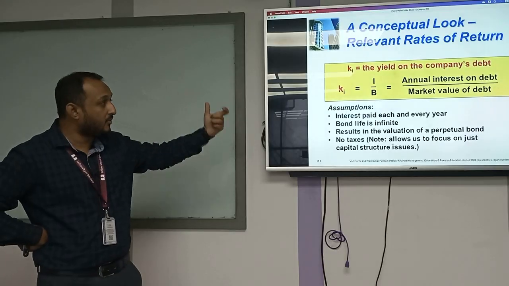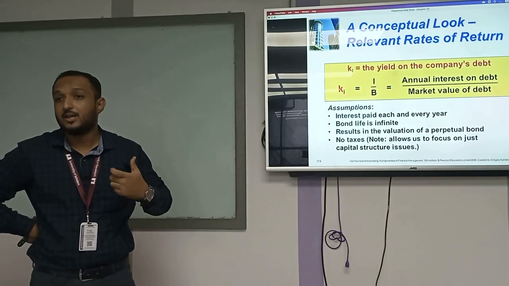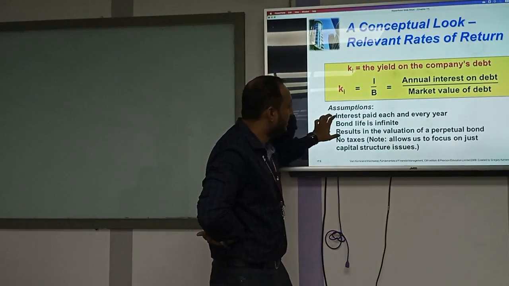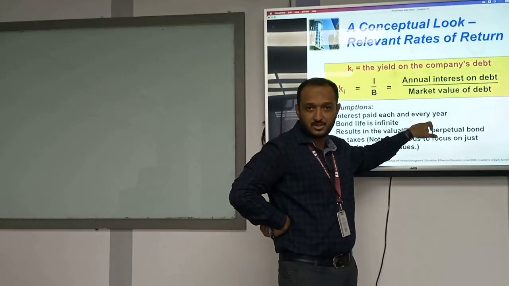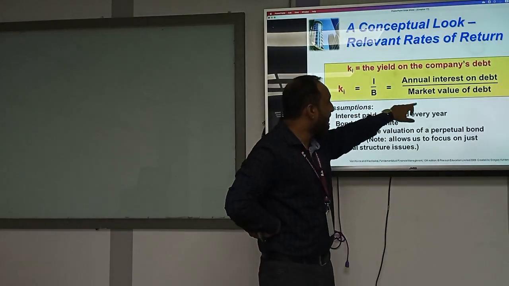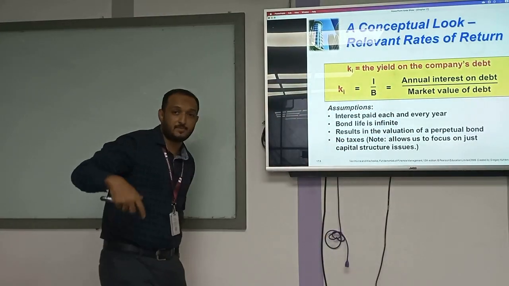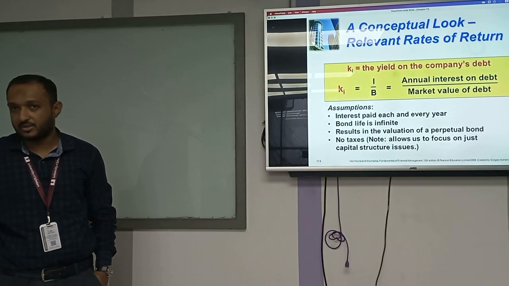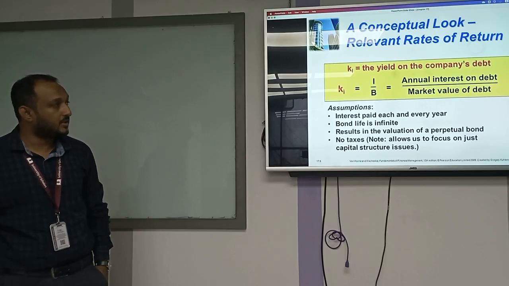This is the payment you pay to the debt holders at a certain period of time, which is annual, divided by the market value of debt. So what is the market value of debt? It is the value of the debt we took from some debt holders. That is called the market value of debt.